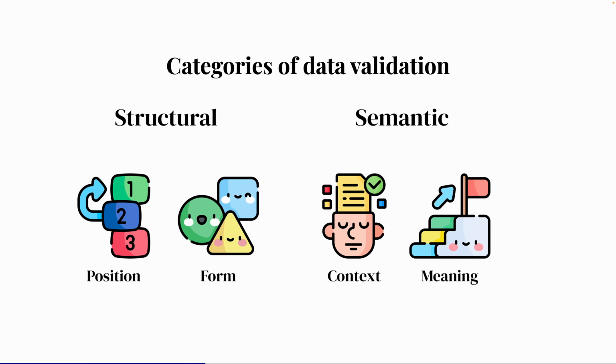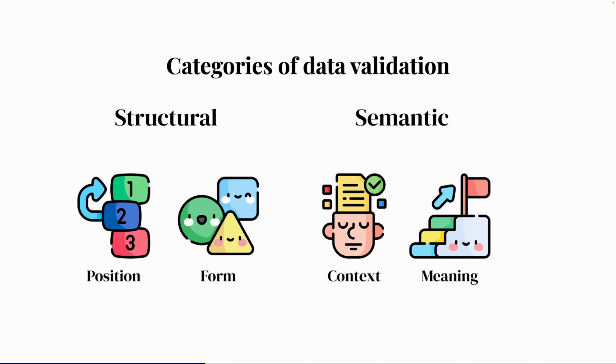There are two major categories of data validation: structural and semantic. Structural validation focuses on the position and form of data, while semantic validation evaluates the context and meaning of data when used for its intended purpose. We will leave semantic validation for another discussion, and today we will focus on the two main subcategories of structural validation: position and form. Position is concerned with where data is relative to a larger structure.